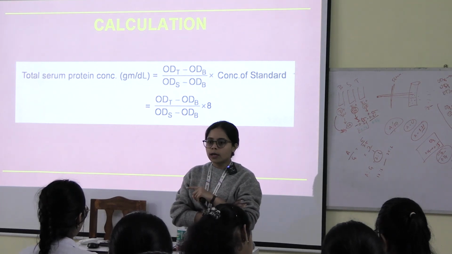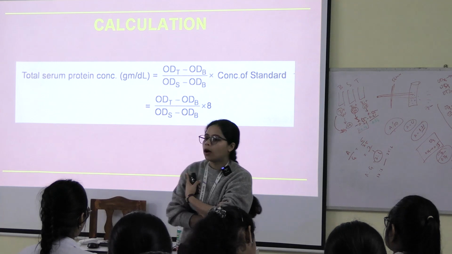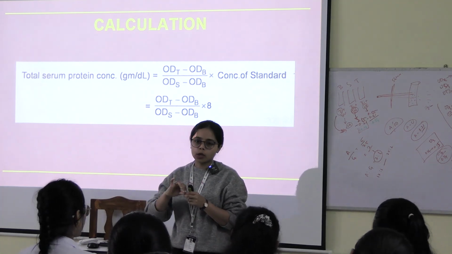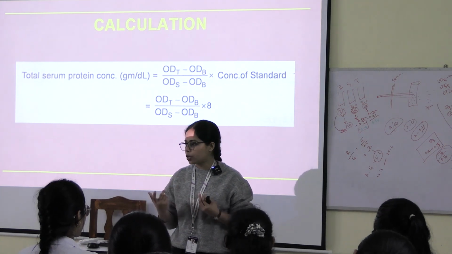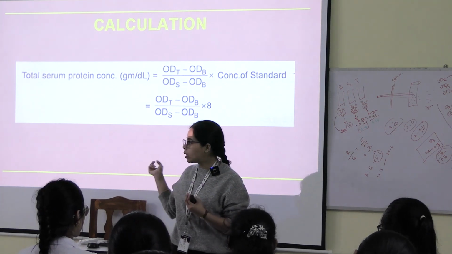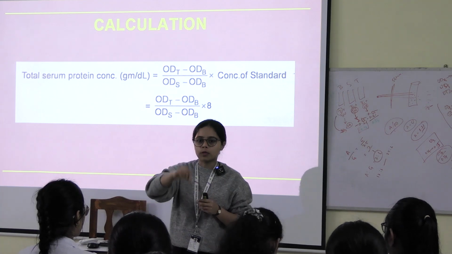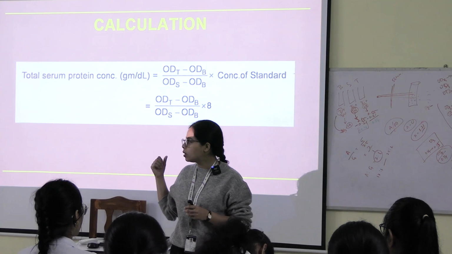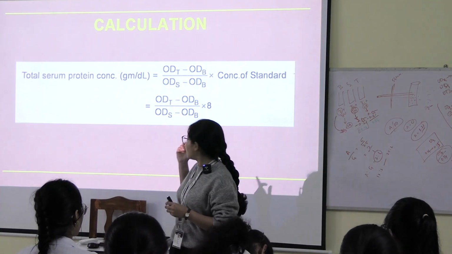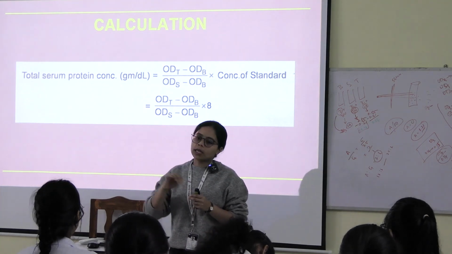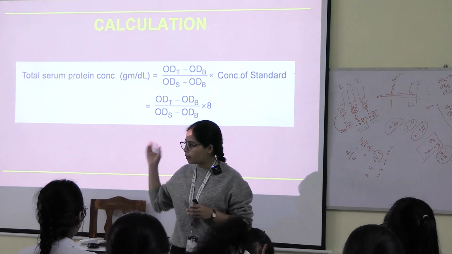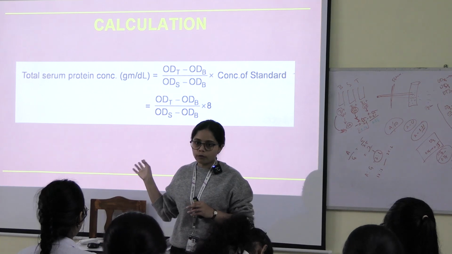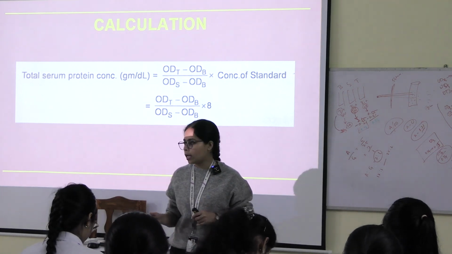After that, if you are using this formula, you will take your blank, pour it in the cuvette, take the absorption value and note it. Again you will take the test, pour it in the cuvette, take the absorption value from the colorimeter and note it, and then take the standard absorption value. Then you will put all the readings, whatever result you got, in the formula, multiply with 8 and you will get the result.